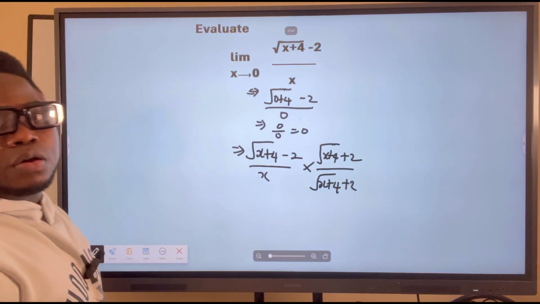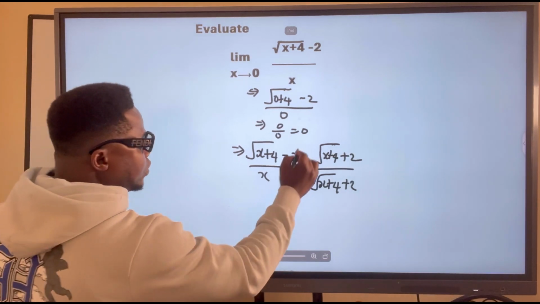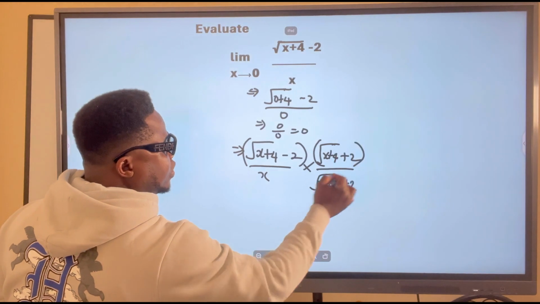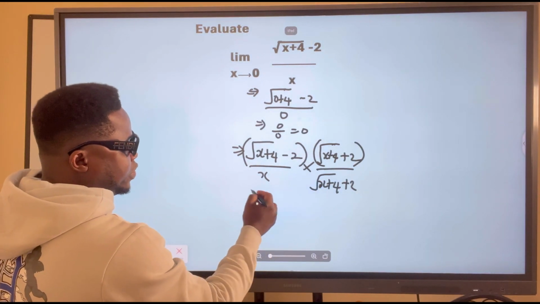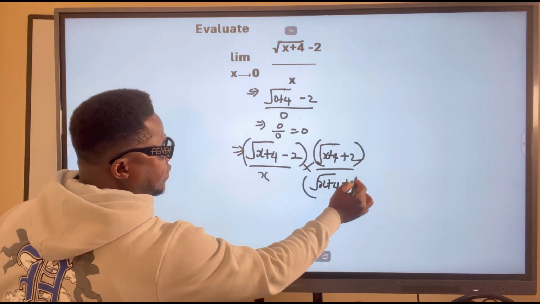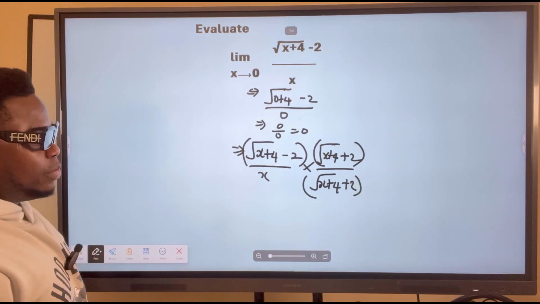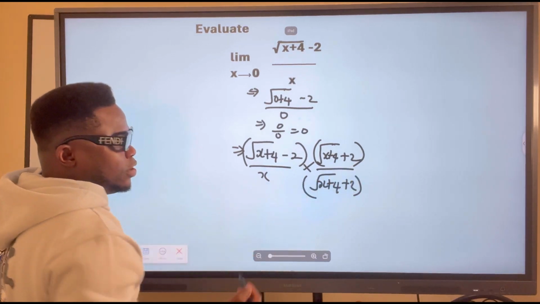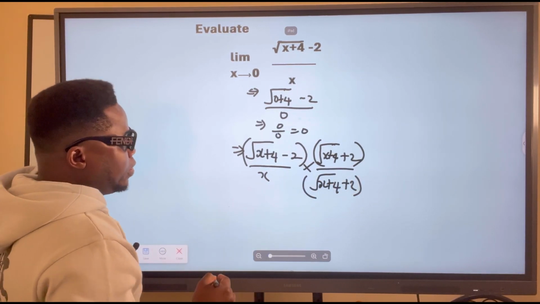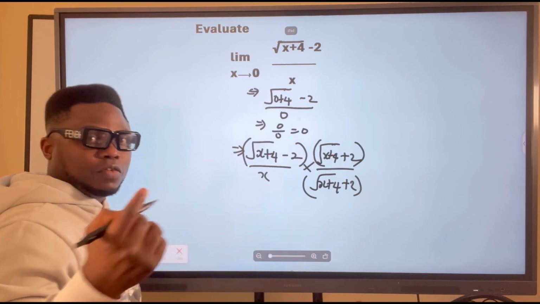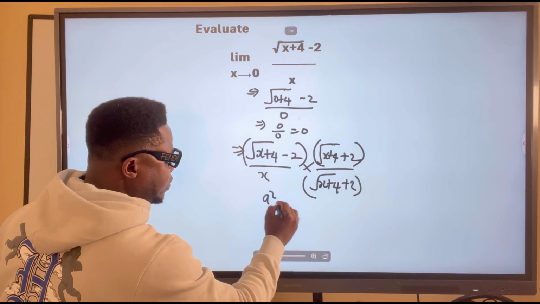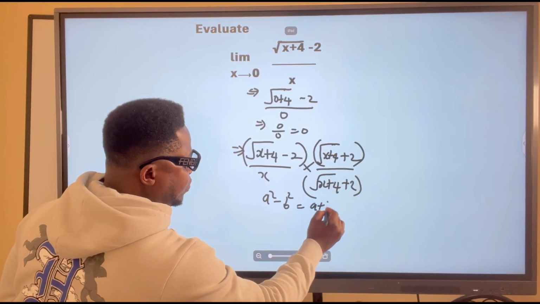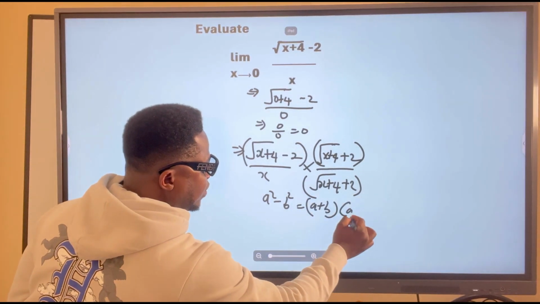So going further, I'm going to put brackets here because this is going to multiply this. Okay, my multiplication sign is already here. The same here, so x is going to multiply this. So remember, if I apply difference of two squares here, because this is minus and this is plus, a square minus b square is equal to a plus b times a minus b.